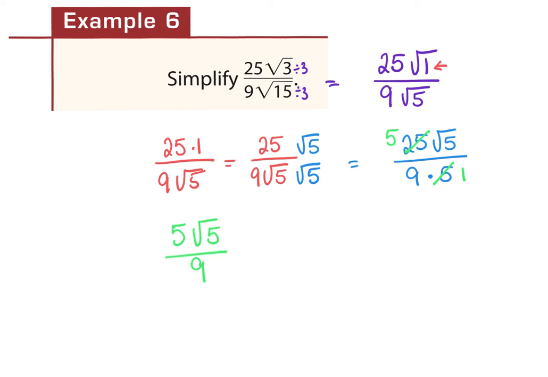Now if you had not done that, you would have 25 square root of 5 over 45. And hopefully you would see that you can reduce both of those by 5, right? So anytime you have stuff on the outside, you can reduce them. Insides you can reduce them. All right, so your final answer here is going to be 5 square root of 5 over 9.